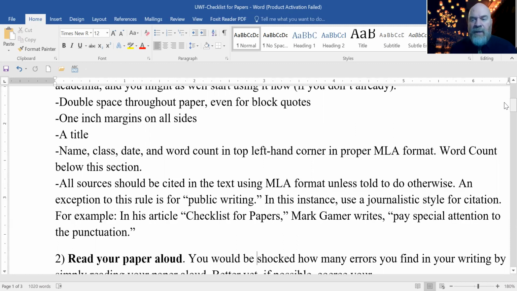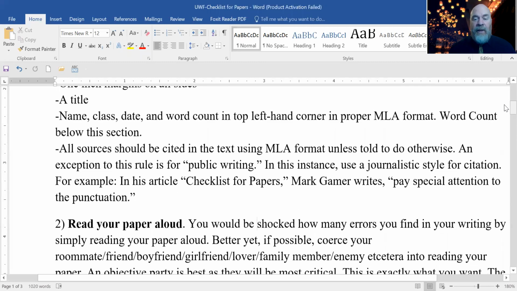Other styles may have different ways to do this, Chicago style or APA, et cetera. I'm not 100% sure, but this is the way we do this in MLA, which is what we're using for all English classes. And again, I would like to see the word count listed right below this. And if you're writing a paper, you should also ask if the word count is inclusive of the works cited page. Usually they're not. I go back and forth on this, so make sure that you ask before you use that. Okay. All sources should be cited in MLA format unless told to do otherwise.